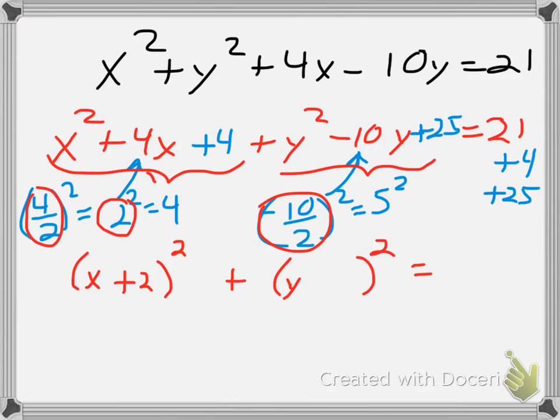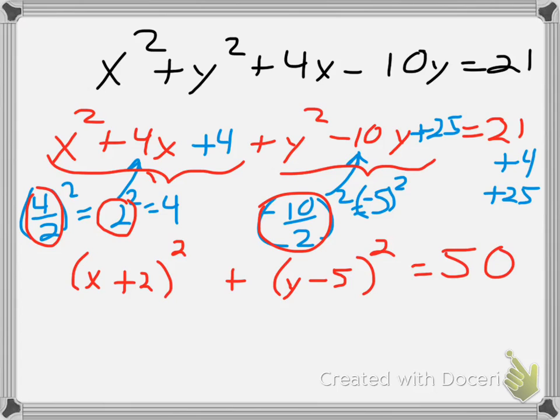My b over 2 was negative 10 over 2, which became a negative 5. So minus 5 here. And let me make a little adjustment. I should include that here, and negative 5 squared, which would still be 25. But for the factoring purposes, negative 5 goes with the y. Now I have both my terms factored. On the right side, I want to add up all my terms, so my 21, my 4, and my 25, which would give me 50.